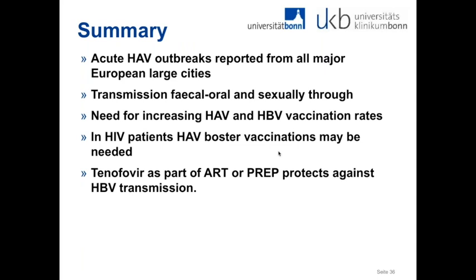So I think what we're facing right now is a hepatitis A outbreak really from all major European large cities where a lot of gay men enjoy living and going out and having fun. And transmission, although traditionally occurs fecal-oral, in particular over food which has been prepared or unclean water, really the main risk here, I think, is sexually through, in particular, rimming or oral-anal contacts.